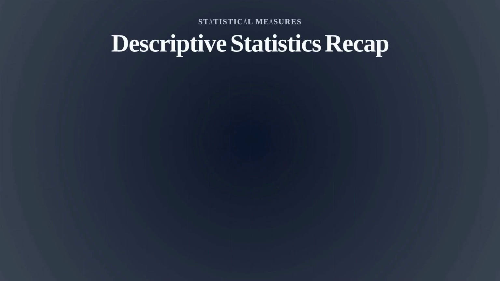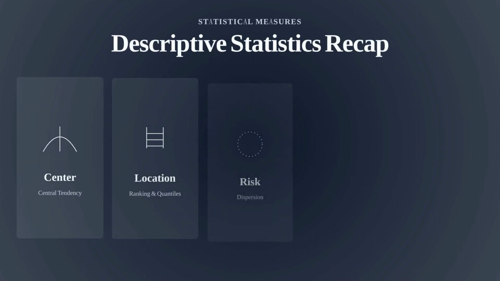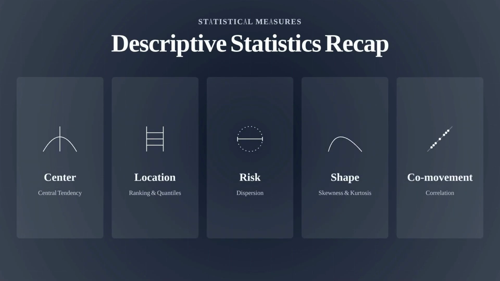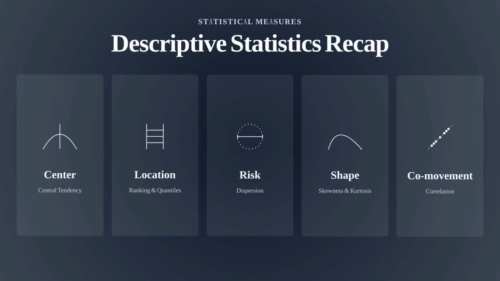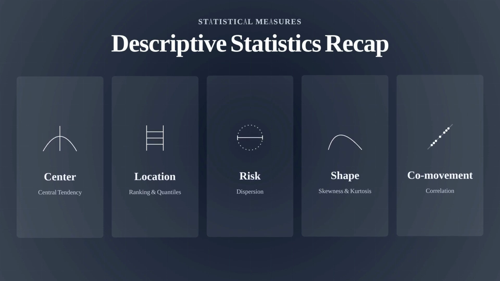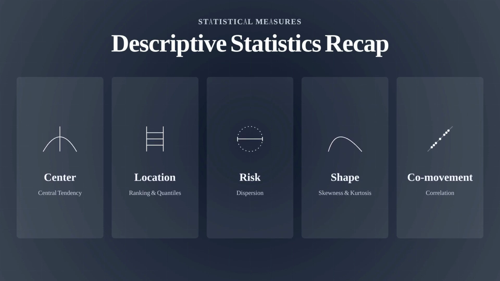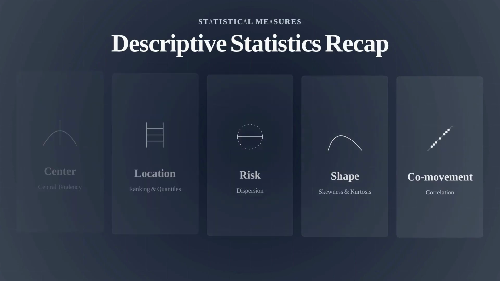Remember 5 ideas. Mean and median describe center, quantiles describe location, standard deviation and downside deviation describe risk, skewness and kurtosis describe shape, and correlation describes linear co-movement. You now have the statistical foundation for interpreting returns and comparing investments. Keep practicing the formulas with real data sets, and in the next lesson, we will build on this toolkit.